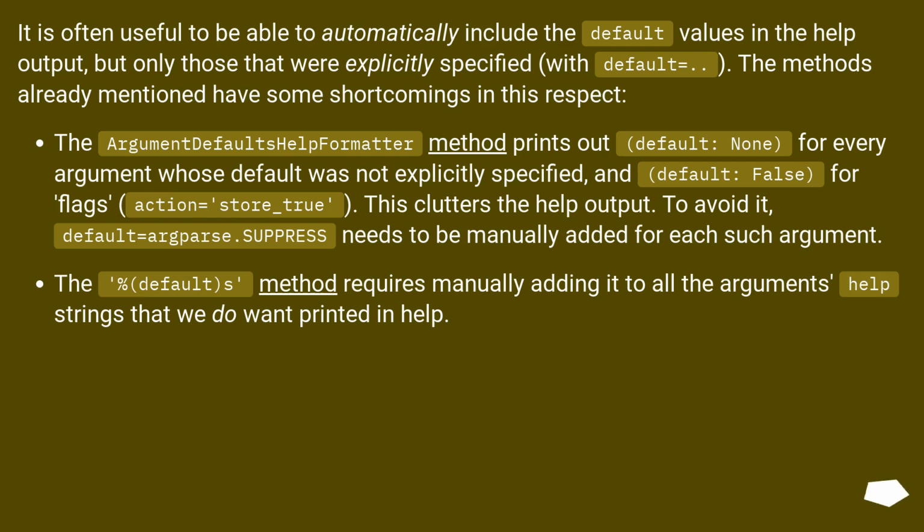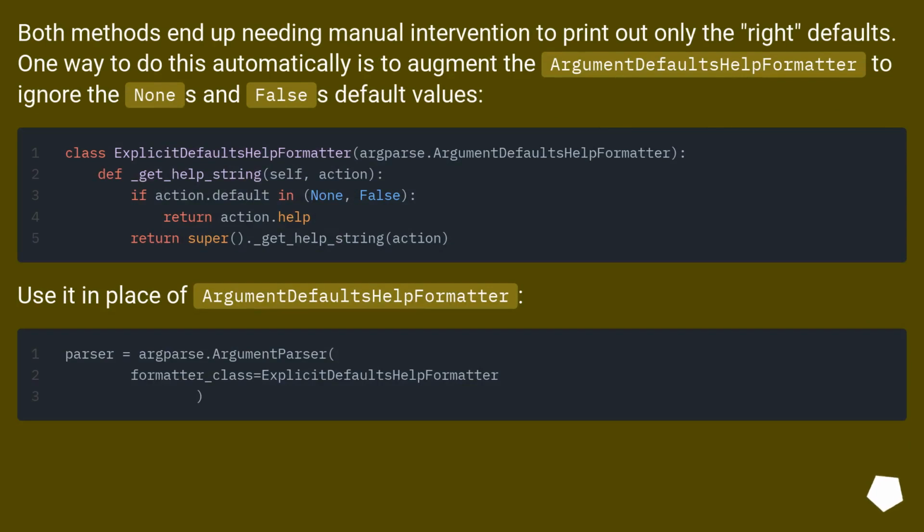To avoid it, default=argparse.SUPPRESS needs to be manually added for each such argument. The %(default)s method requires manually adding it to all the arguments' help strings that we do want printed in help. Both methods end up needing manual intervention to print out only the right defaults. One way to do this automatically is to augment the ArgumentDefaultsHelpFormatter to ignore the None and False default values.